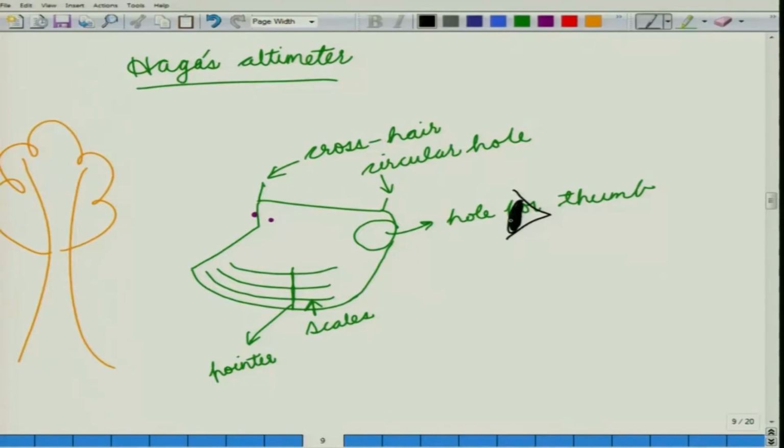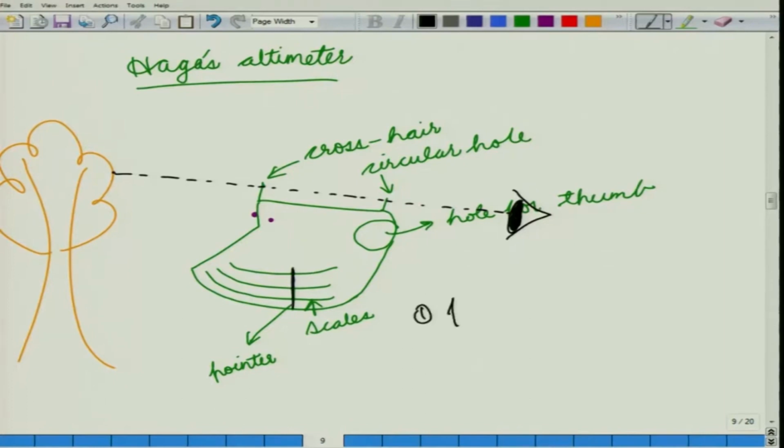So, you need to ensure that any point that you need to measure... suppose this is the point you are trying to measure. This point, the crosshairs, the circular hole and your eye, they all have to be on the same line. Now, this pointer can be put into two positions.